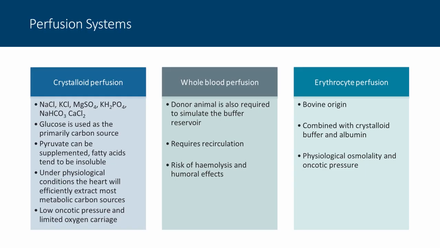Lastly, the erythrocyte perfusion uses a mix of bovine sources for red blood cells, an addition of the crystalloid buffer, Krebs-Henseleit buffer, but also albumin as well as an oxygen-carrying protein. This results in a perfusate system, once again, that is able to maintain physiological osmolality as well as oncotic pressure. We also find that the hearts that are subjected to erythrocyte perfusion do maintain physiological perfusion rates for a significantly longer period of time. However, once again, there's an incremental cost increase in this system, and it's an incredibly laborious procedure involved to actually make the perfusate.